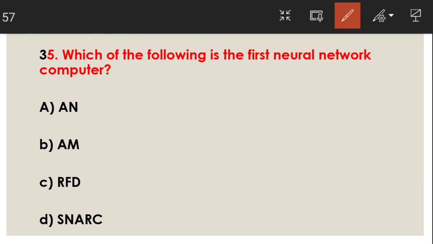Which of the following is the first neural network computer? A. AN. B. AM. C. RFT. D. SNRC. Correct option is D. SNARC.